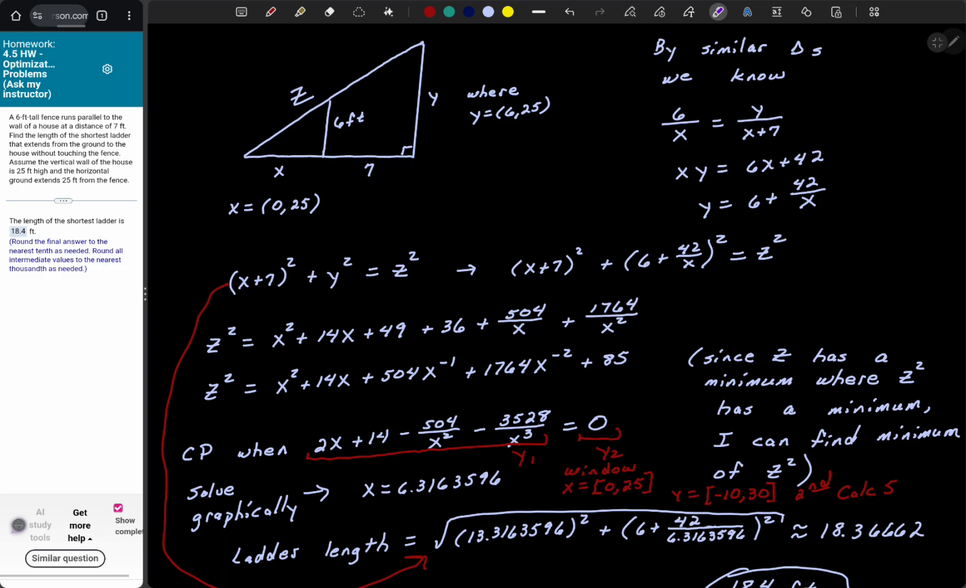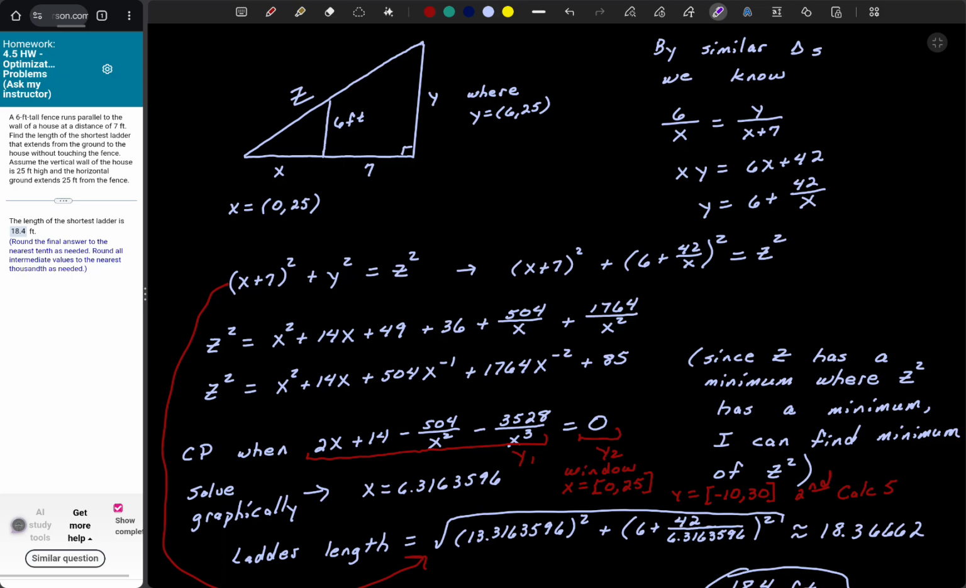So I did here. I said, okay, then z squared is equal to, this is just x plus 7 times x plus 7. This next part is saying 6 plus 42 over x times 6 plus 42 over x. It's squaring that out. Okay, now at that point, I needed to say, well, I've got to have some way to minimize this. This is the square of the length.